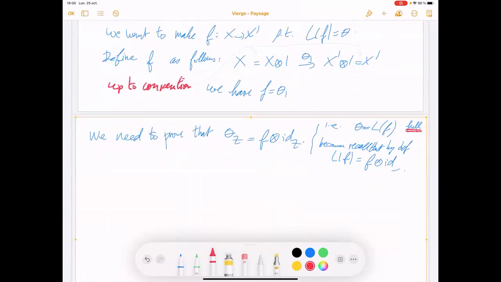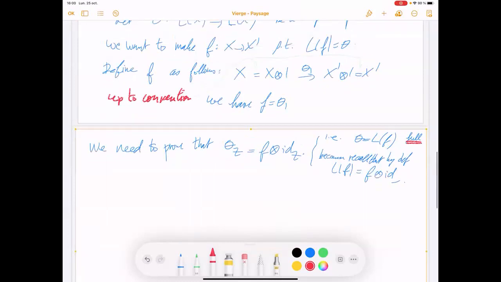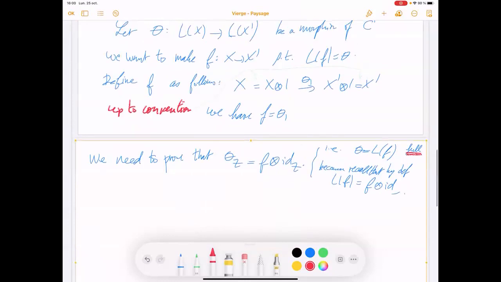Okay, so we need to prove theta z equals F tensor ID. By definition of morphism, because theta is a morphism of the category C prime, for theta we have the following diagram.